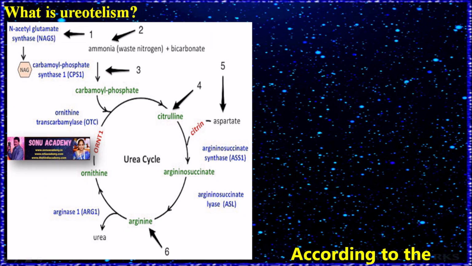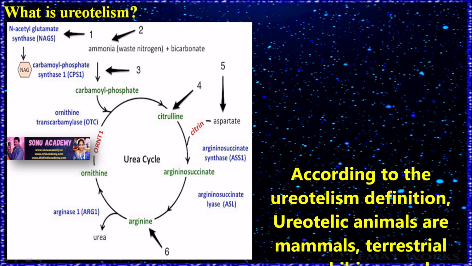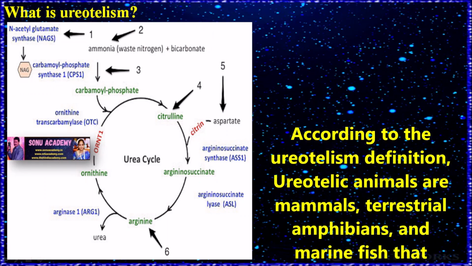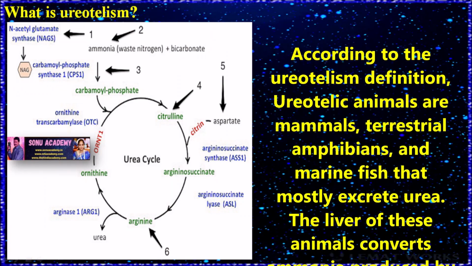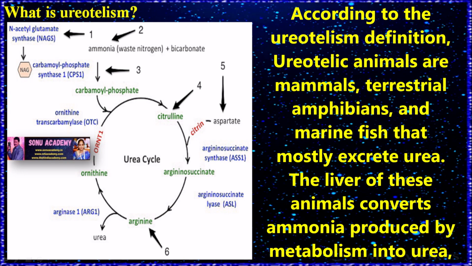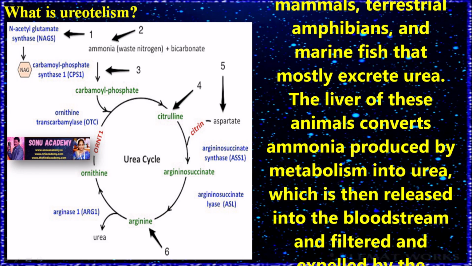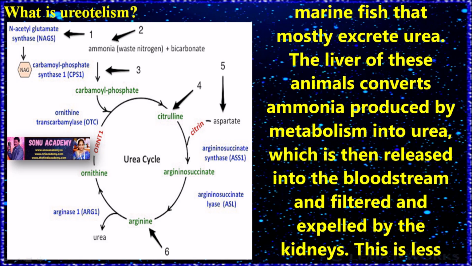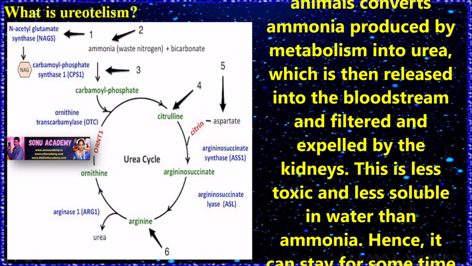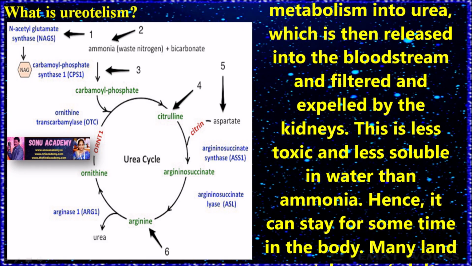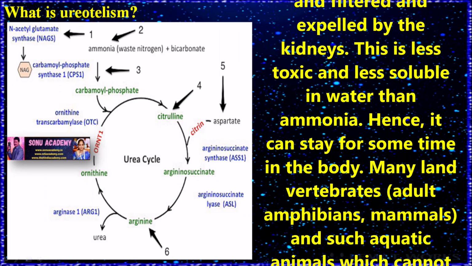Children, first let us study what is ureotelism. According to the ureotelism definition, ureotelic animals are mammals, terrestrial amphibians and marine fish that mostly excrete urea. The liver of these animals converts ammonia produced by metabolism into urea, which is then released into the bloodstream, then filtered and expelled by the kidneys. This is less toxic and less soluble in water than ammonia. Hence, it can stay for some time in the body.